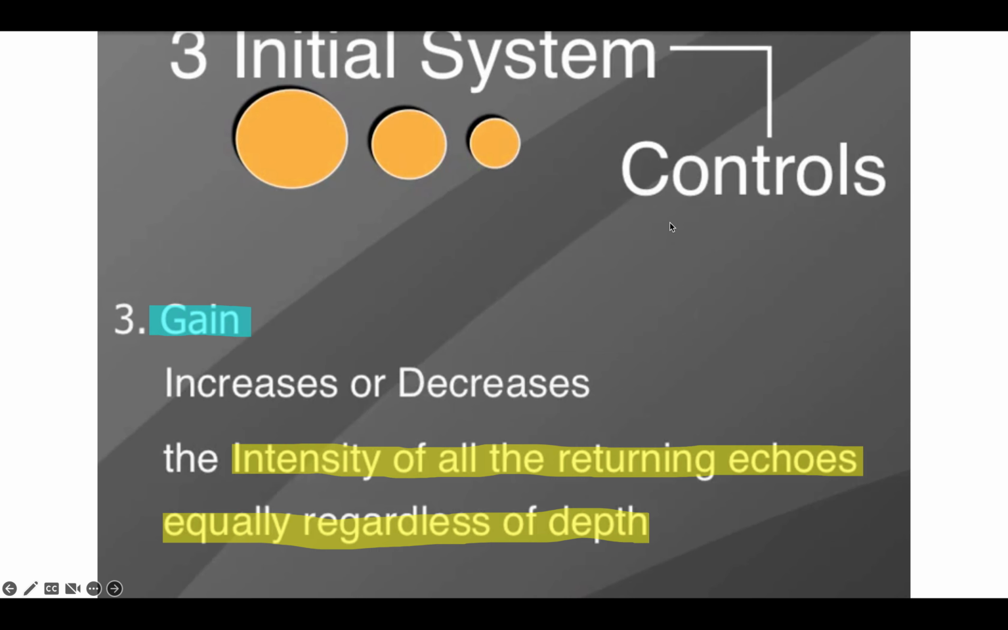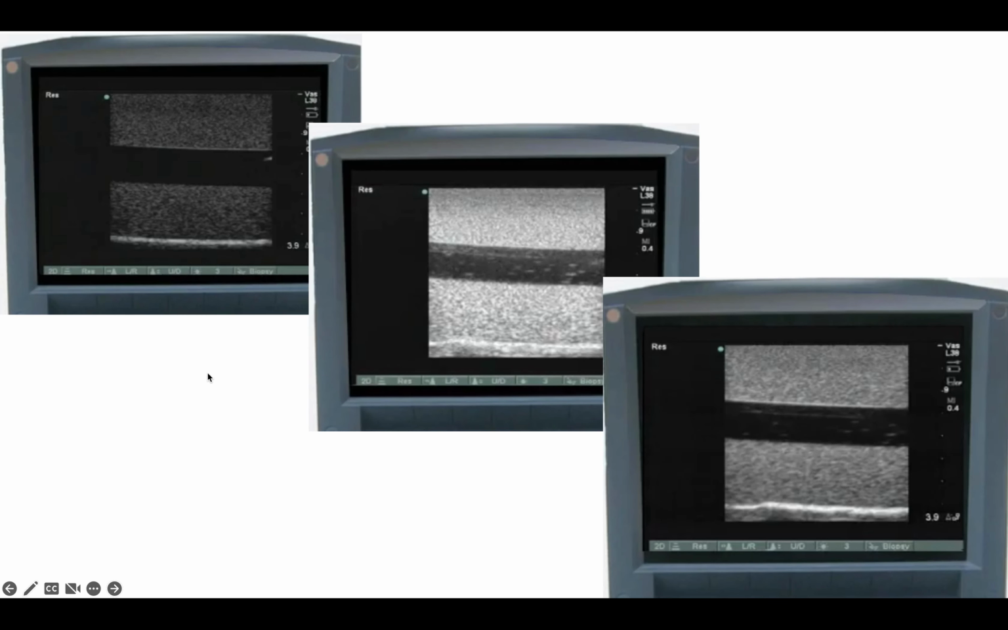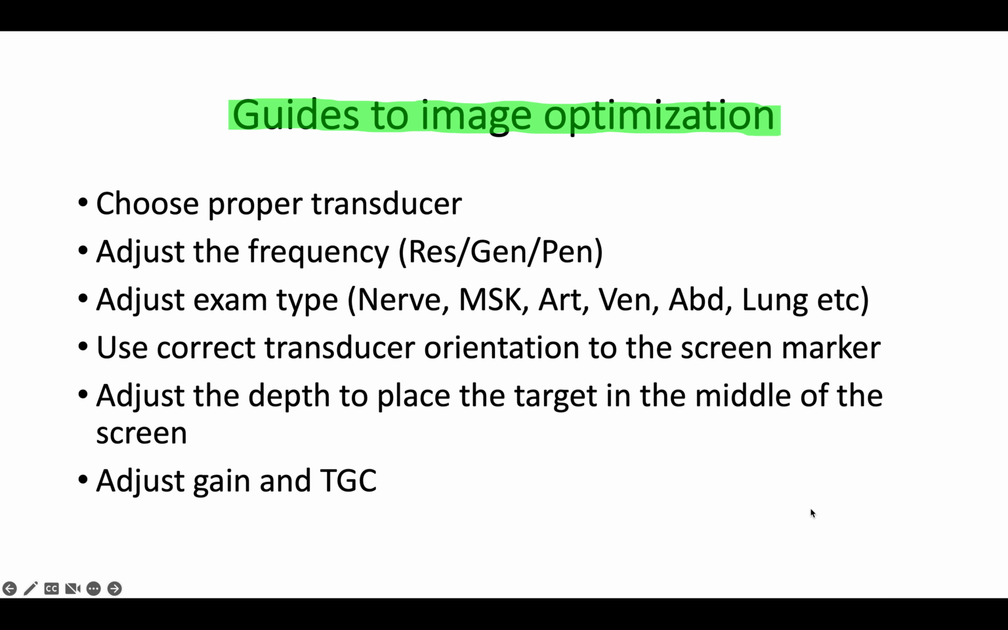And the last point of control will be overall gain. Again, it increases or decreases the intensity of all returning echoes equally, regardless of the depth. This is another Goldilocks example. This is not enough. This is too much. And here is just the right amount of gain.